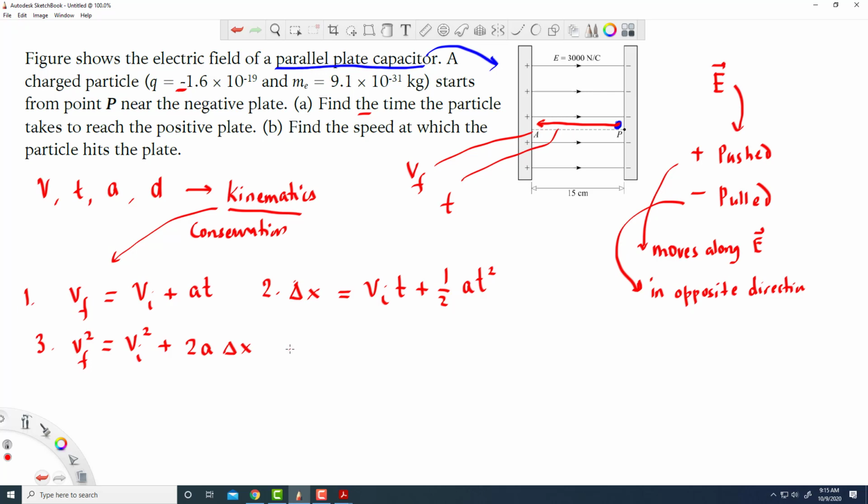So which one would be useful in this case? Initial velocity is 0 because it starts from rest, so this guy is 0, that thing is 0 because it starts from rest.